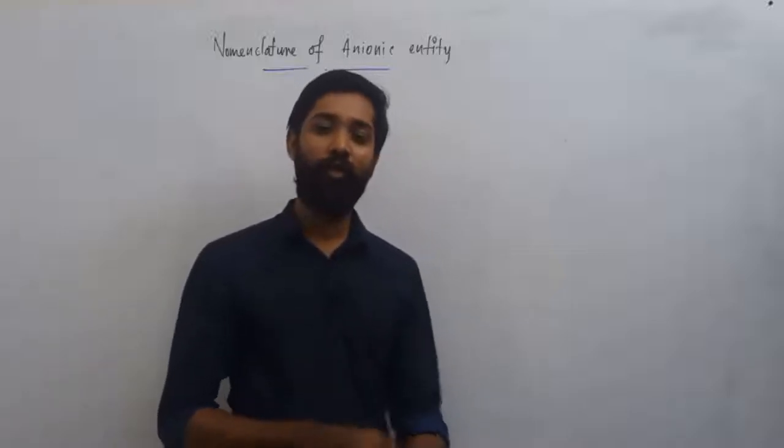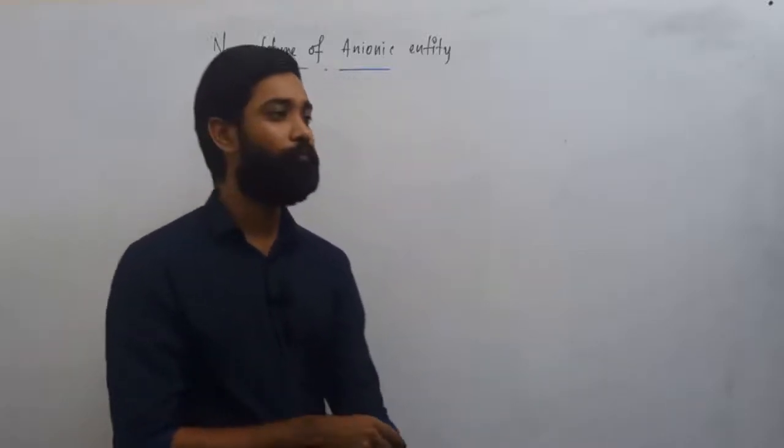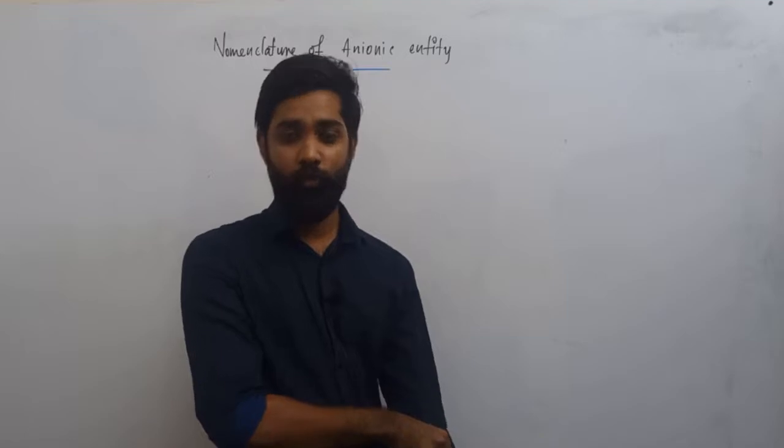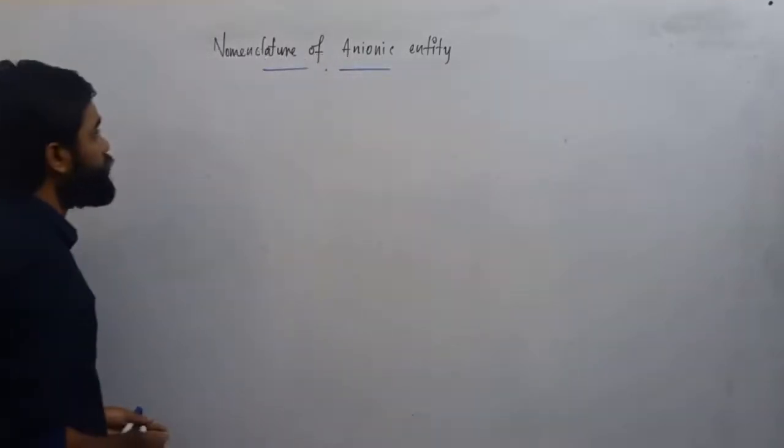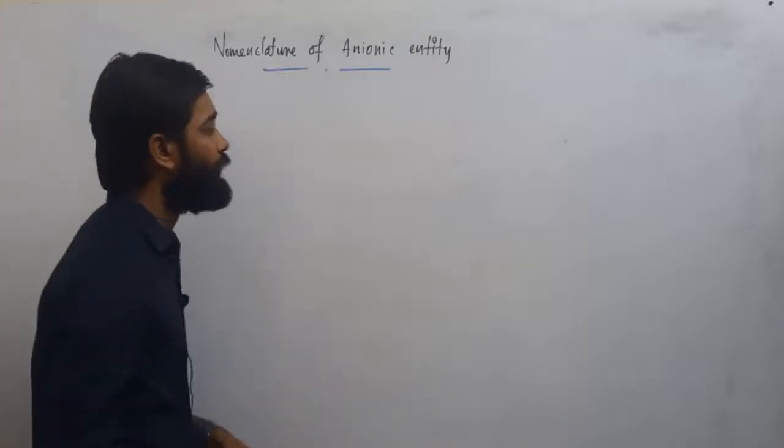Okay, now consider the nomenclature of anionic entity. We already discussed the procedure for the nomenclature of cationic and neutral. There is a small difference in the case of anionic entity. Let me show that difference.